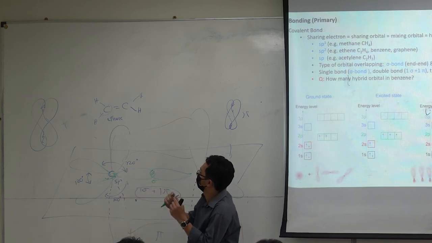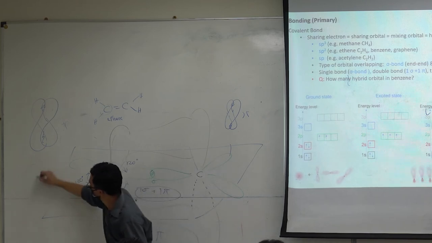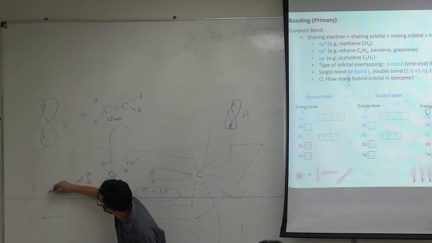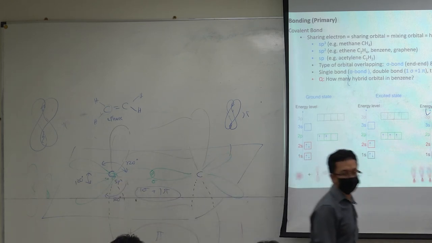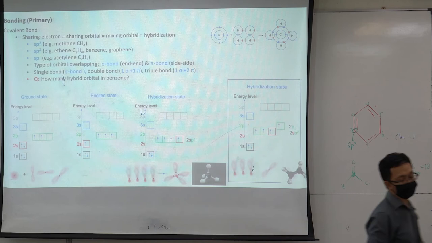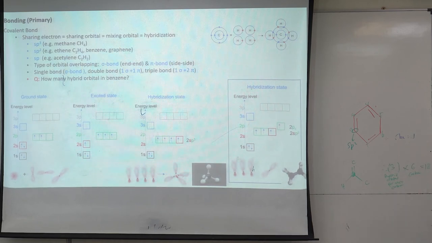They are straight in shape. Normal shape is like this, but hybrid becomes like this. So that's why, one, two, three. And in benzene, there are six carbons, so you have six times three, there are 18.